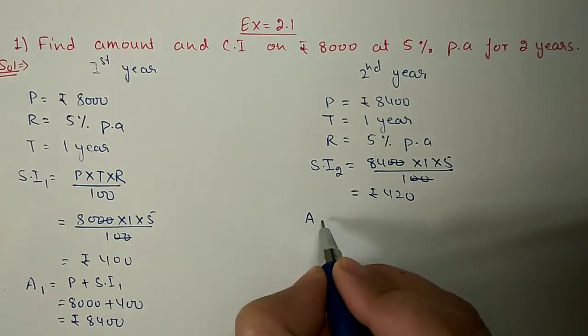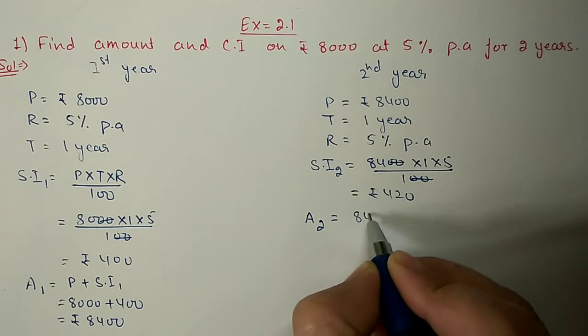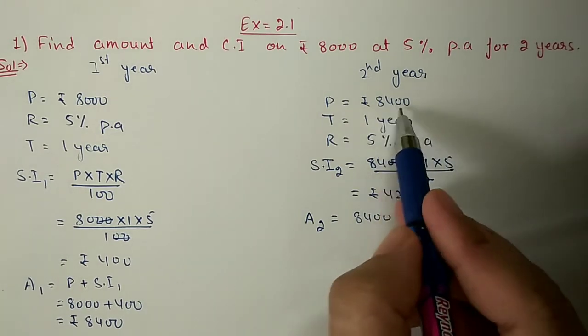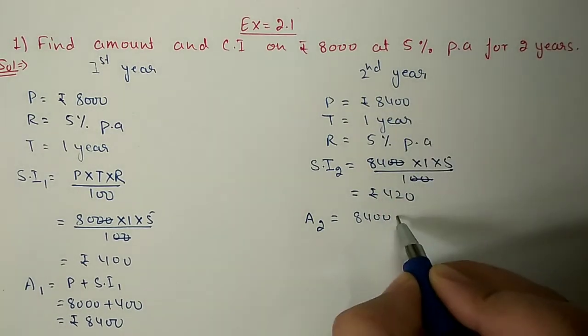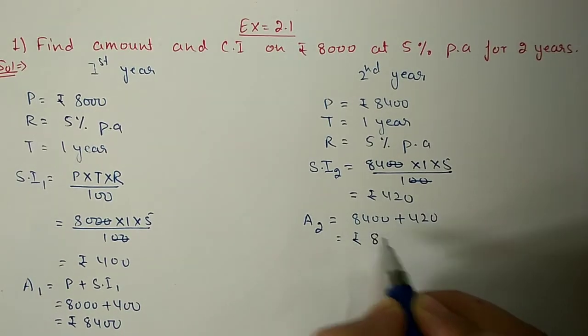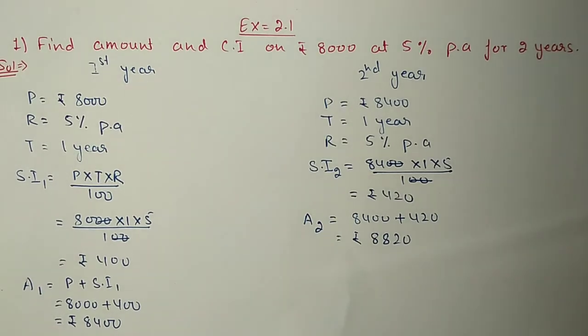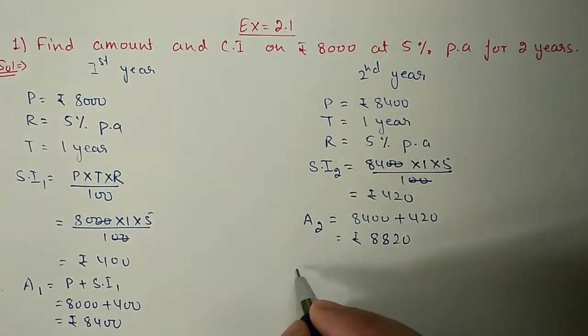So the amount by the end of the second year is: principal money 8,400, because this is the principal for the second year, plus the interest for the second year, which means 8,820 rupees is the amount by the end of the second year. Now we have to find out the compound interest.